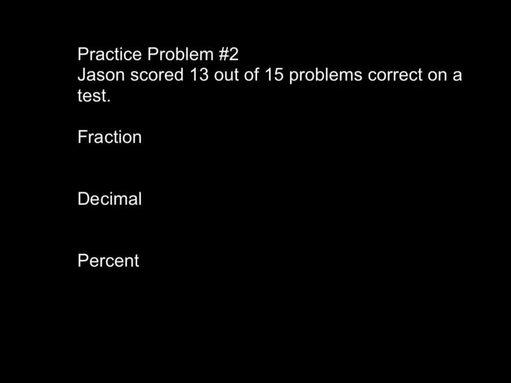Practice problem number 2. Pause. Okay, well, if Jason scored 13 out of 15 problems correct on a test, then that fraction would be 13 over 15. So your fraction is going to be 13/15. To change that to a decimal, I would want to go ahead and take 13 and divide it by 15. And this is where you might have to do some longer division.